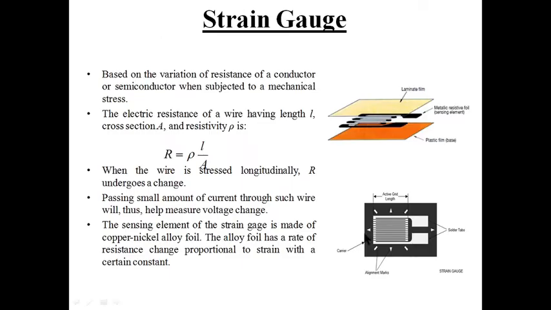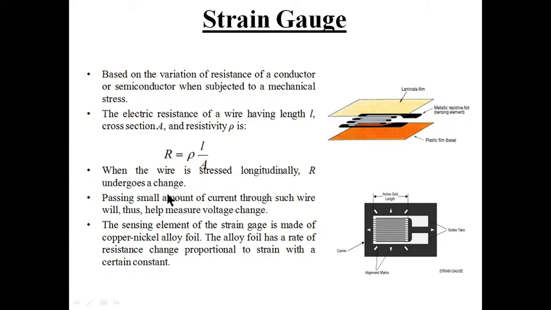So here is the strain gauge. A strain gauge is based on the variation of resistance of a conductor or semiconductor when subjected to mechanical stress, and we are going to use this phenomenon. The electric resistance of a wire having length L, cross-section area A and resistivity rho is given by R equals rho into L upon A. Where the wire is stressed longitudinally, R undergoes change.